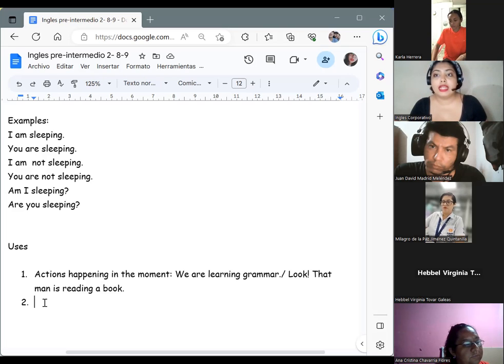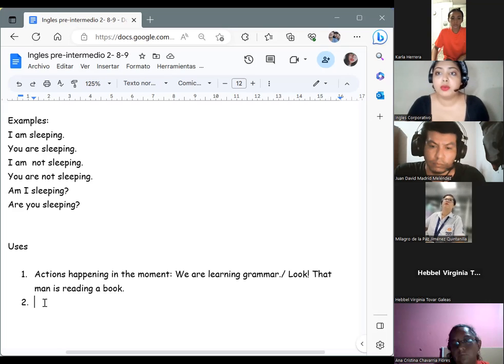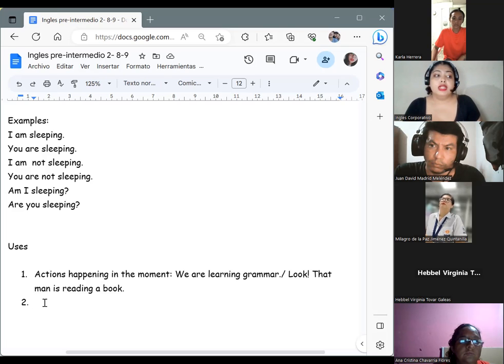When we are talking about the future, we use the auxiliary will or the structure going to. You're going to see what is the difference between the will and the going to.